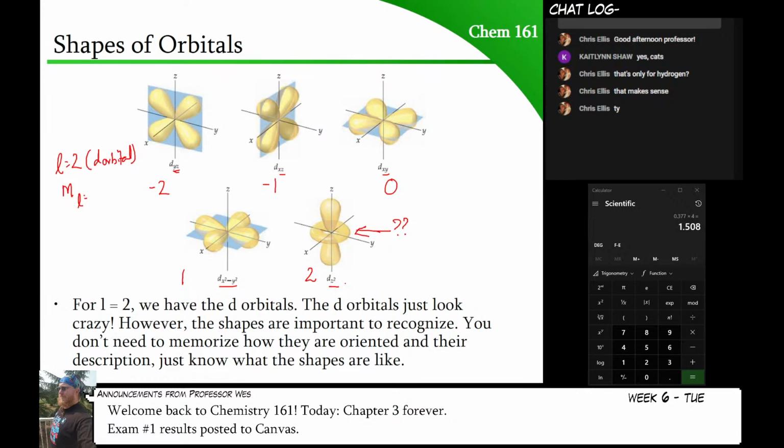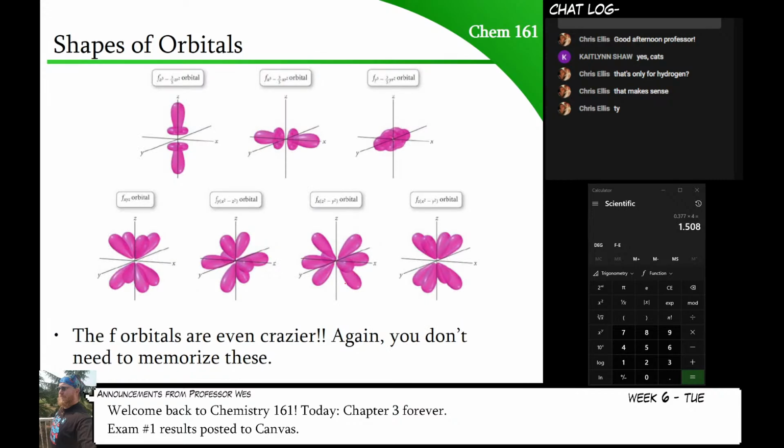These are just solutions to the wave function. Or at least common terms that we use to identify these orbitals. And then the f orbital is even crazier. But again, all we really care about for f orbitals, L equals 3, that means m sub L could be -3, -2, -1, 0, 1, 2, or 3.